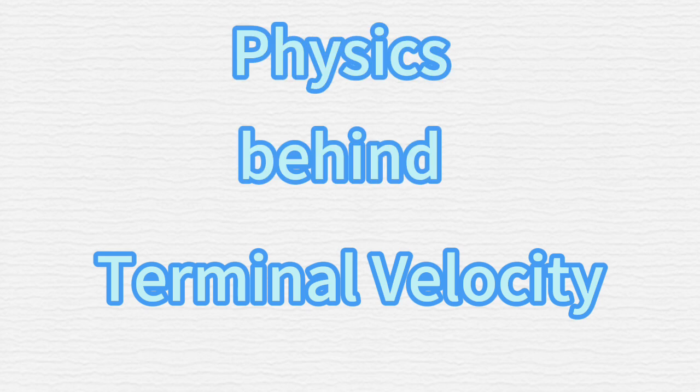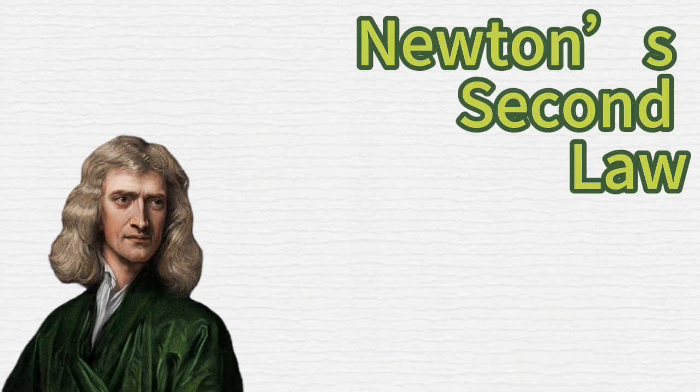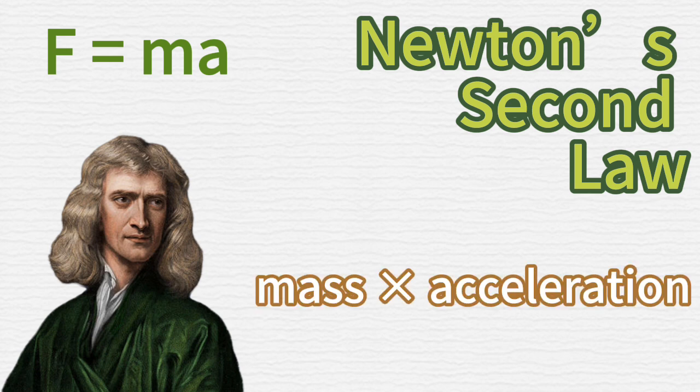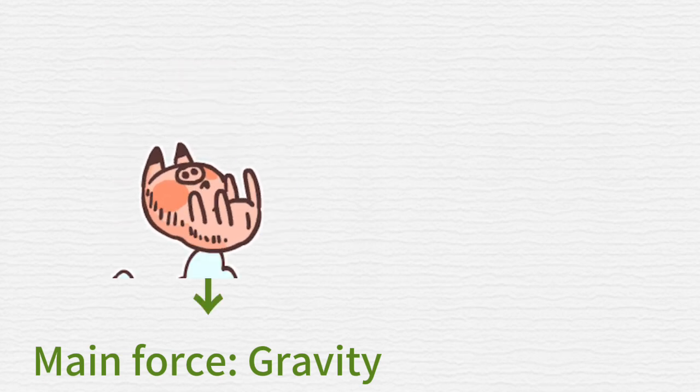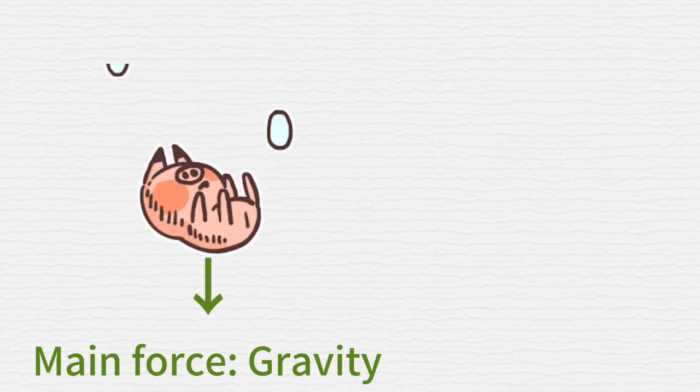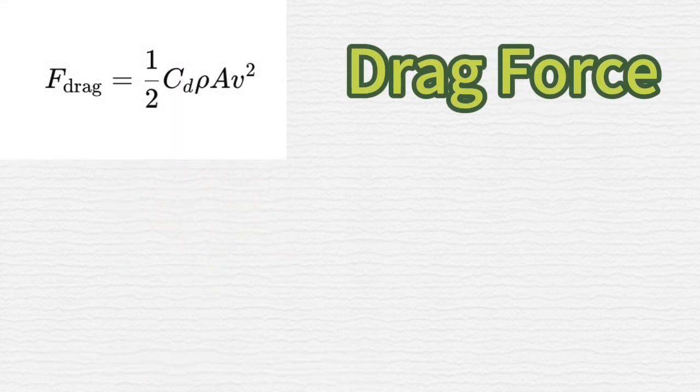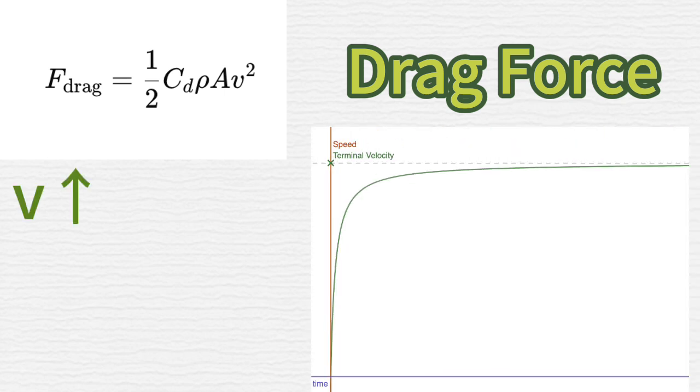Now, let's look at some physics behind terminal velocity. Newton's second law, represented by F equals ma, tells us that force equals mass times acceleration. For a falling object, the main force is gravity, which pulls it downward. But there's another force we need to consider, the drag force. The drag force is represented by this formula. Here, CD is the drag coefficient, rho is the air density, A is the object's cross-sectional area, and v is its velocity. As the object's speed increases, the drag force grows until it balances gravity. That's when terminal velocity is reached.